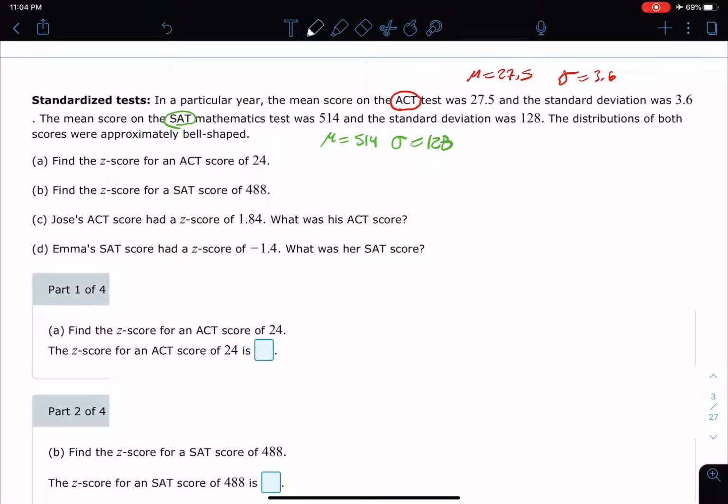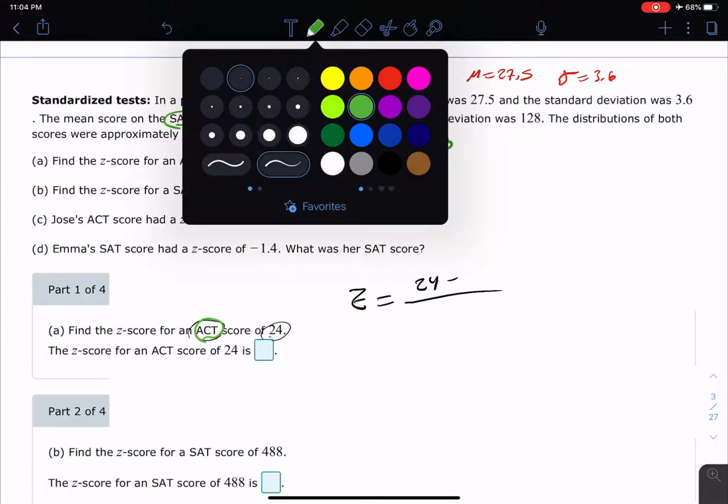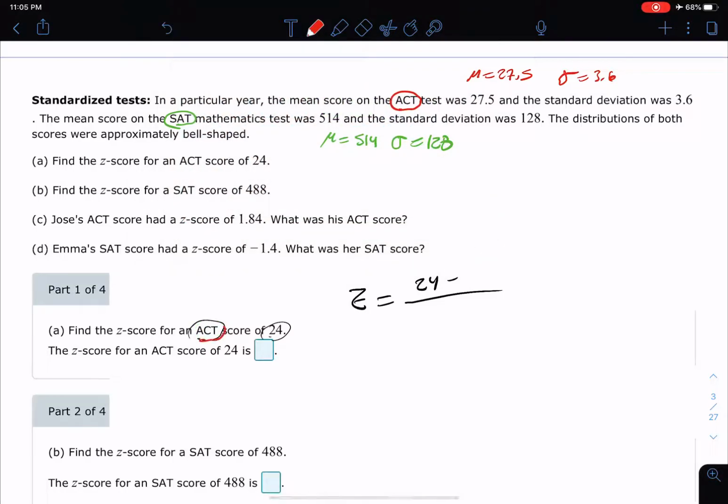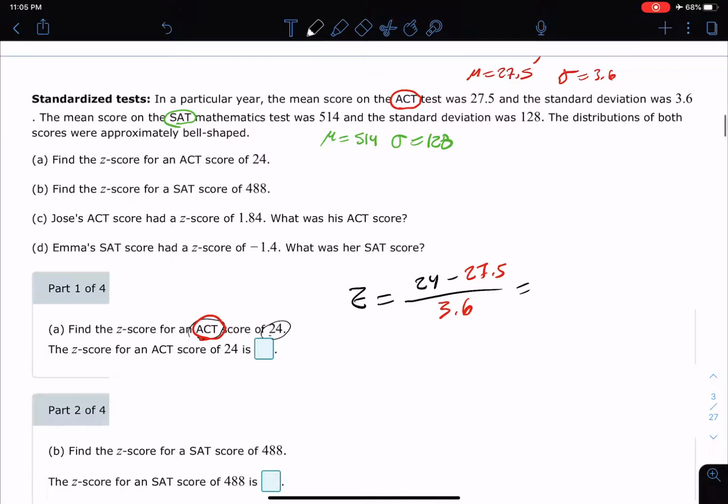Find the z-score for the ACT test that has a score of 24. Okay, remember z equals, they have a score of 24 minus the mean from the ACT, which that color was red. ACT is red. So the mean from the ACT is right there, which is 27.5, divided by its standard deviation, which is 3.6. Go ahead and do the subtraction up top first, which gives us a negative 3.5 divided by 3.6.